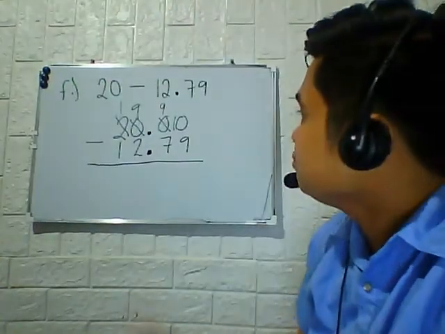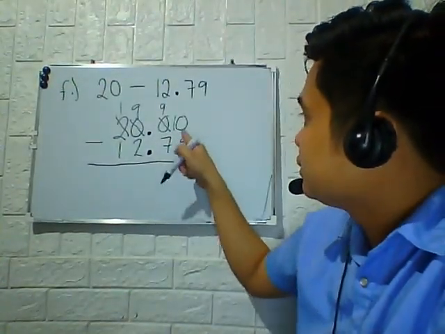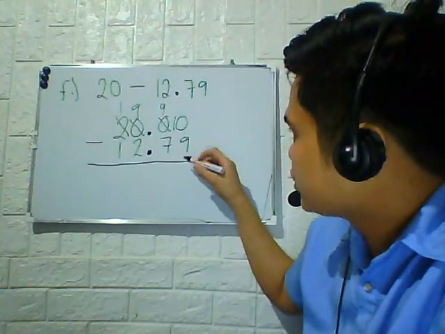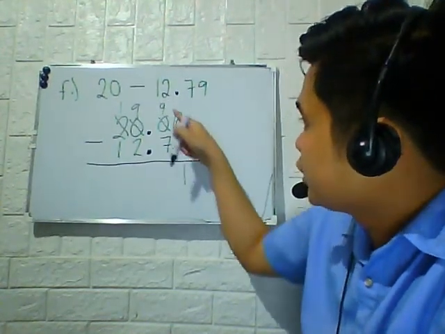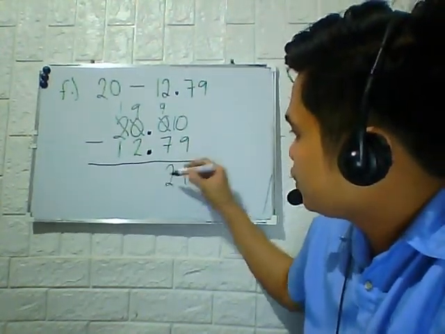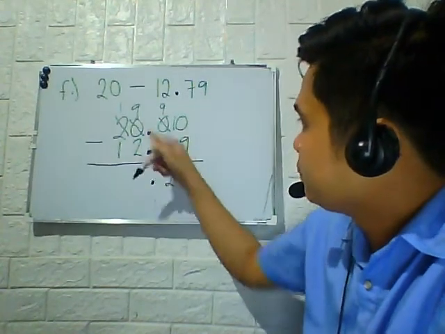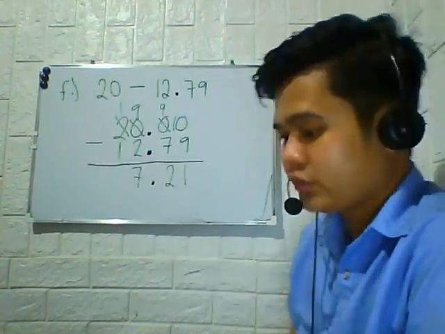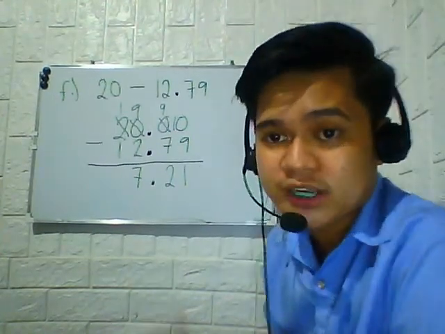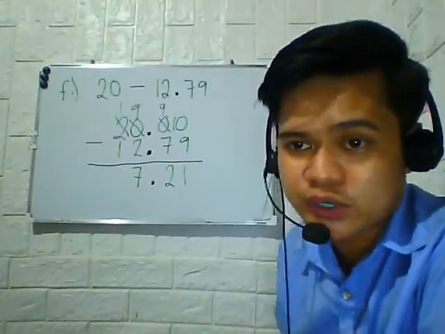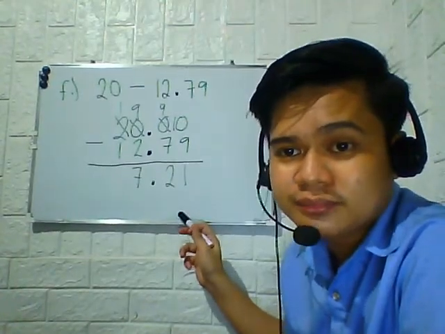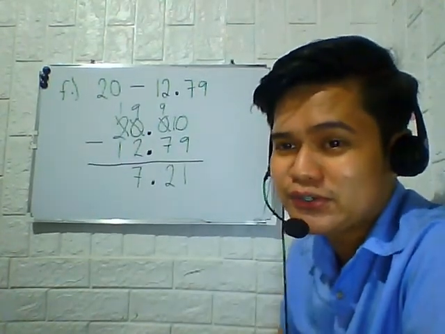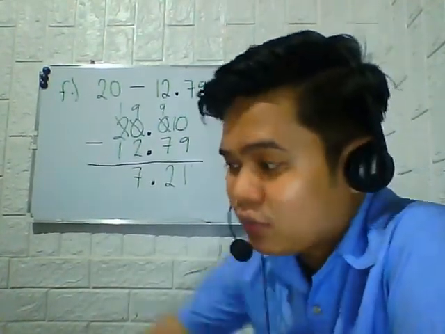Now 0 becomes 10, subtract it by 9, it will just become 1. And then 9 minus 7 will become 2. You may right away put the decimal point here. 9 minus 2 is now 7, and 1 minus 1 is 0. We don't need to put it anymore. Final answer is 7.21. Did you also get this one? I know, of course, you also got this. Let's proceed with our third example.